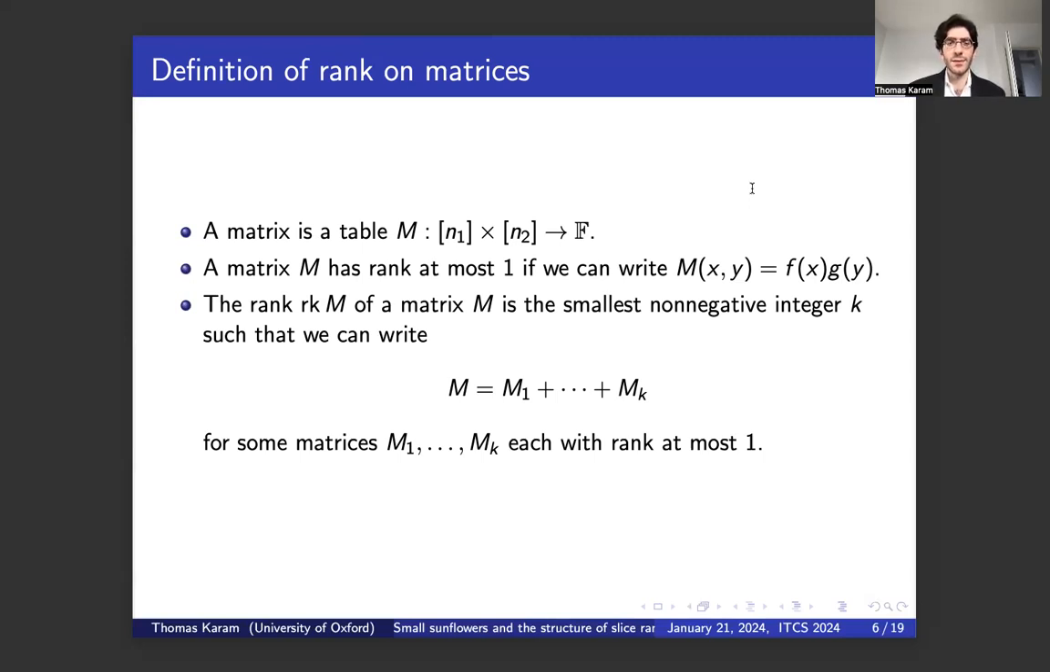Now a matrix is said to have rank at most 1 if we can write its entries as a product of two functions, where the first function is purely a function of the row, and the second function is purely a function of the column. That's a matrix with rank at most 1. And a matrix is said to have rank at most k if and only if we can write it as a sum of at most k matrices that each have rank at most 1. And this is how the matrix rank is defined.